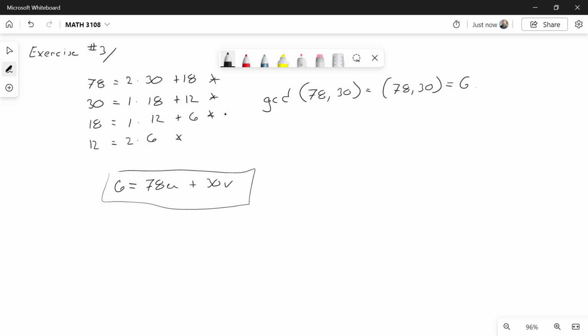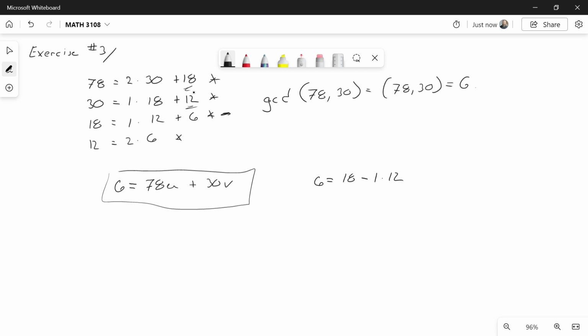If I notice my last line in the Euclidean algorithm, I have 18 is equal to 1 times 12 plus 6. So I rewrite that as 6 is equal to, moving that 1 times 12 to the other side, 18 minus 1 times 12. Now notice this 18 and 12 aren't my original numbers. My original numbers were 78 and 30. But these 18 and 12 are remainders that I've gotten through various iterations of this algorithm.